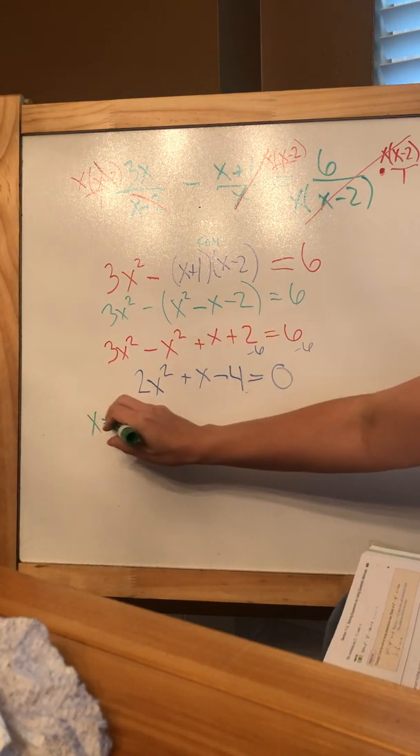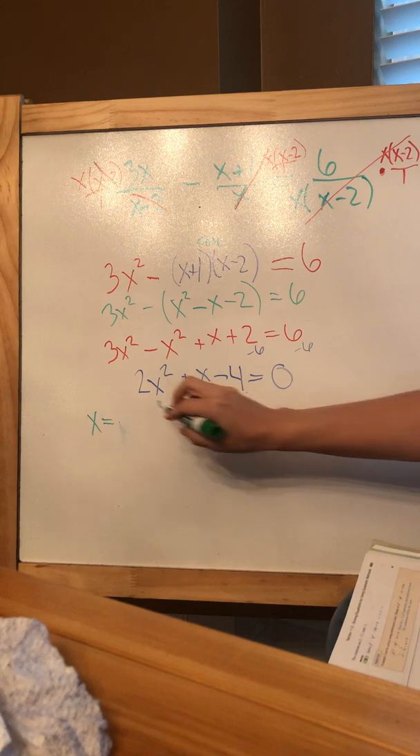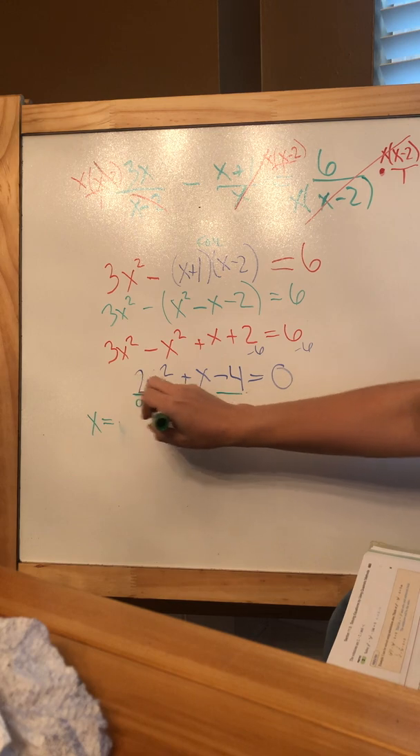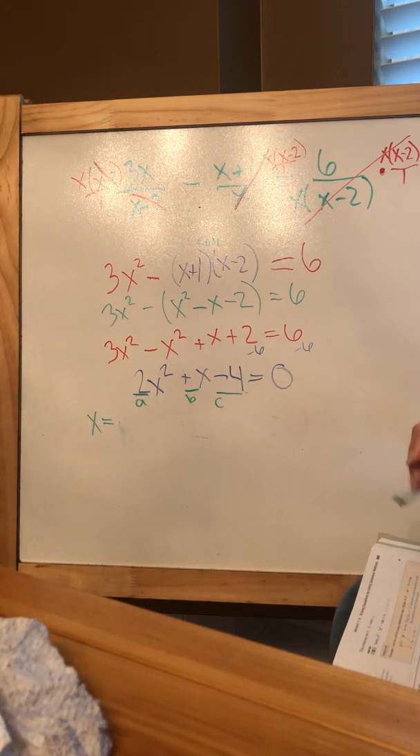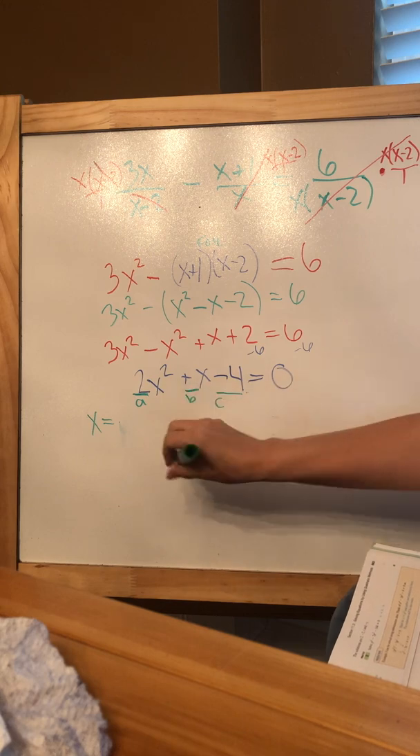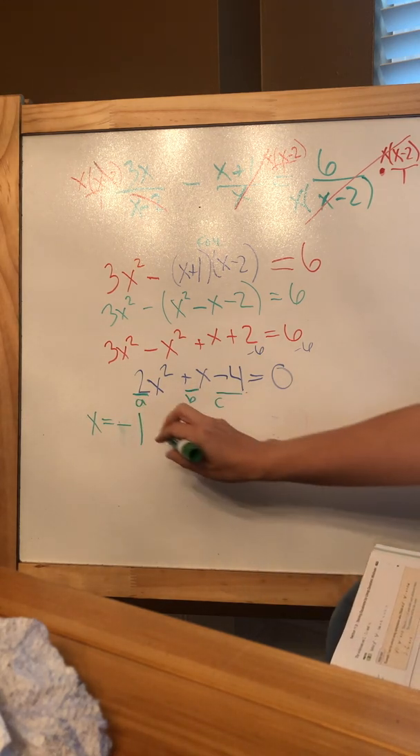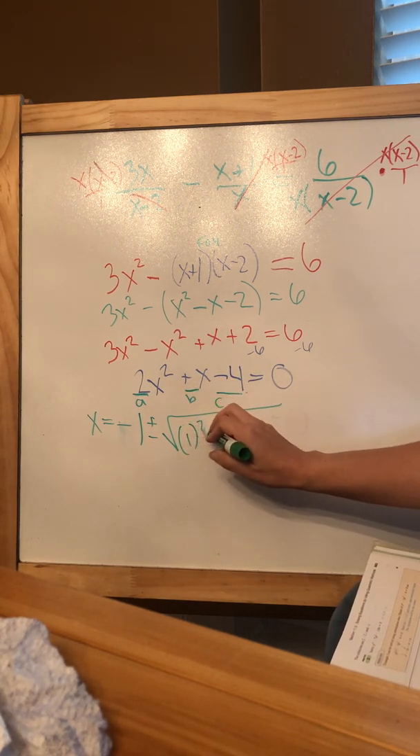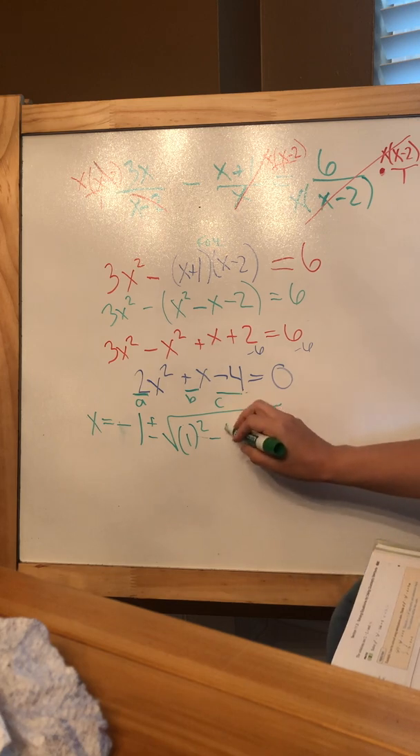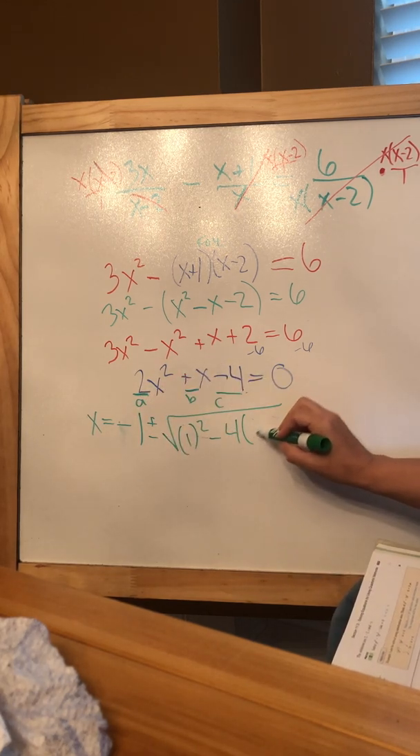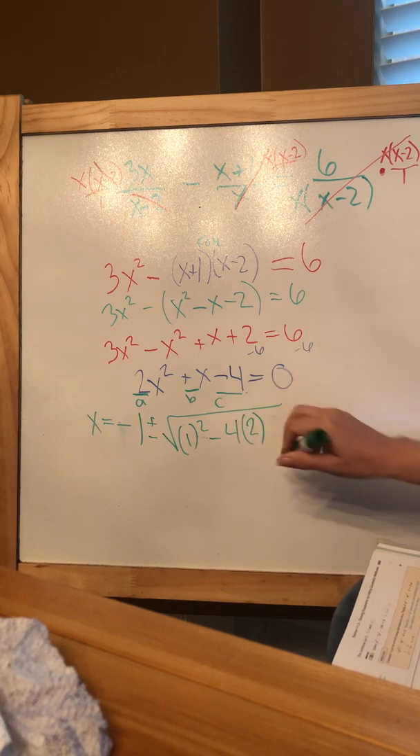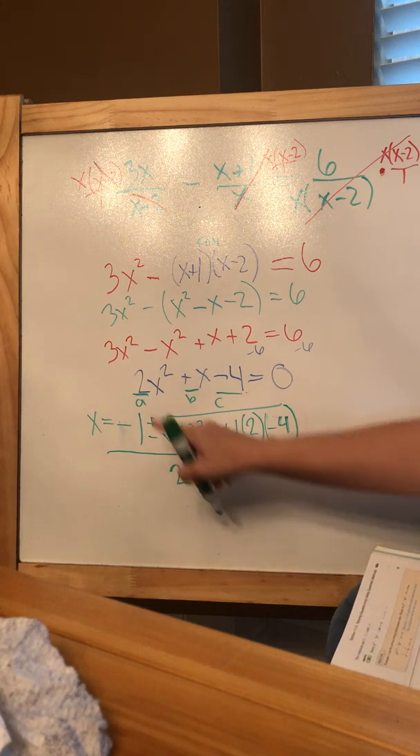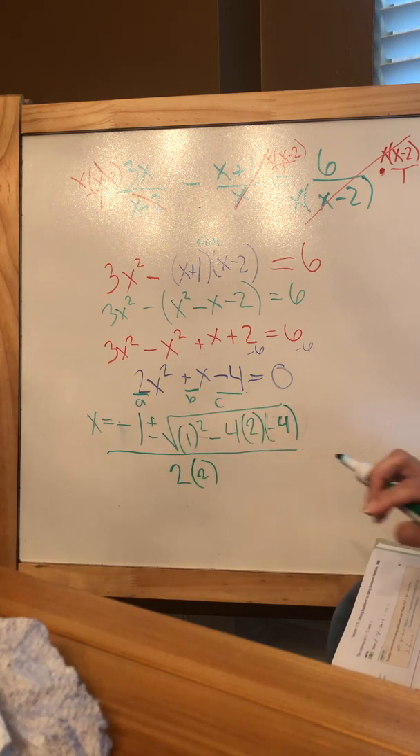Solve for x. X equals, our negative, here's our a, our b, and our c. Let me write those in here. A, b, c. All right, so x equals negative b. We have a positive 1, so we just end up with negative 1 plus or minus the square root of b squared, so that's 1 squared, minus 4 times a, which is 2, times c, which is negative 4, all over 2 times a, which is 2.